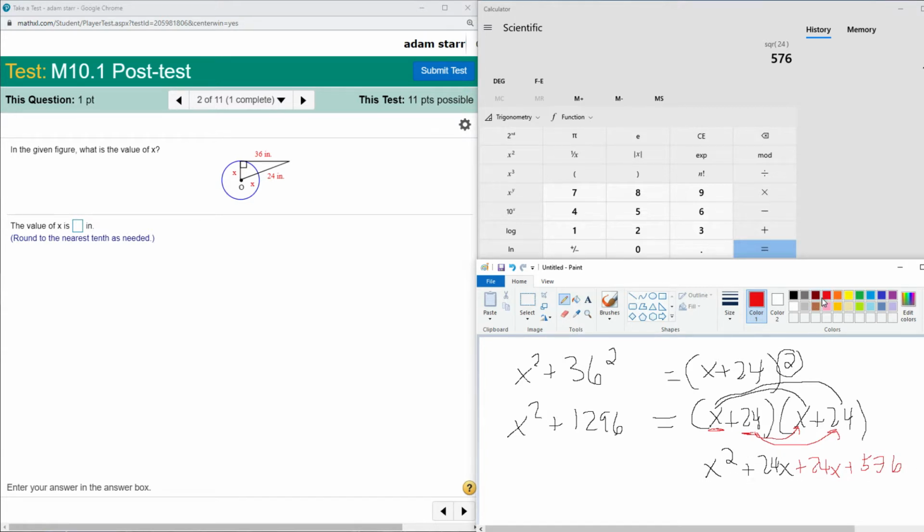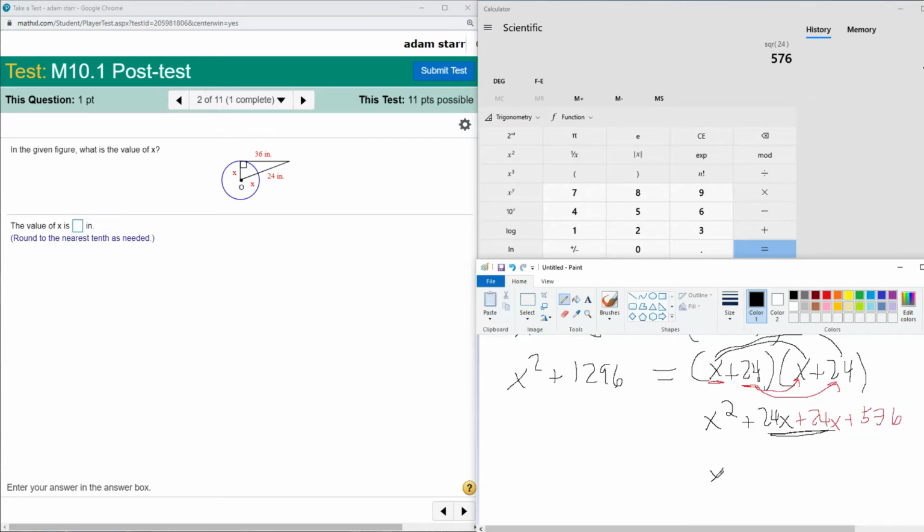So this is a double distribution. It's not quite simplified yet because these are like terms, 24x plus 24x. So this multiplication, x plus 24 squared, simplifies to x squared plus 48x plus 576. And that's equal to my a squared plus the b squared.